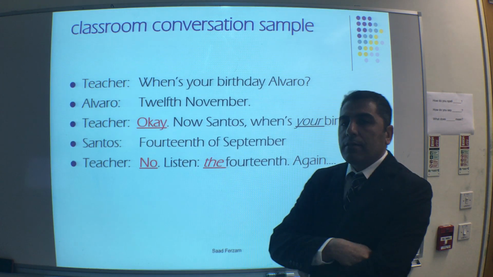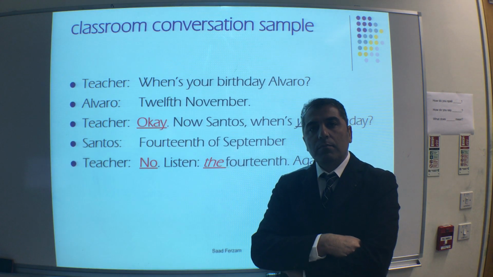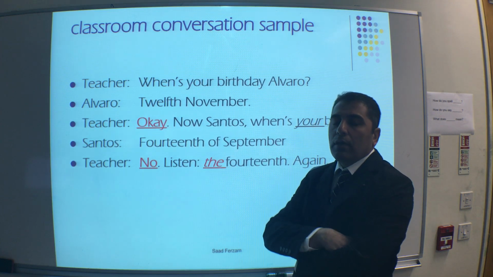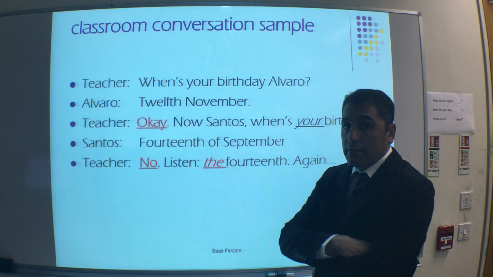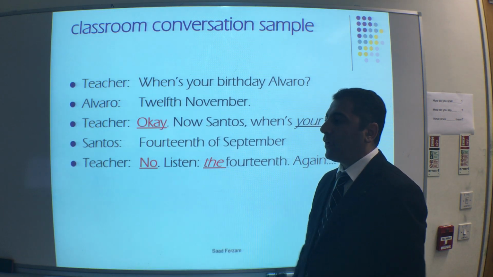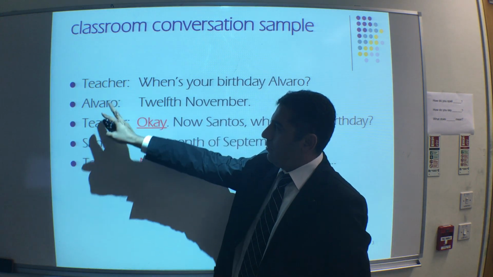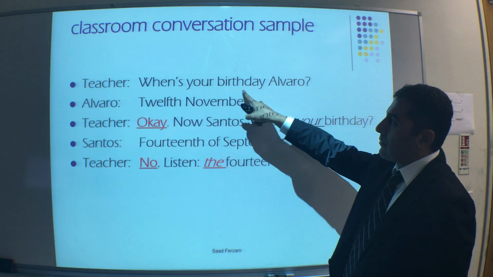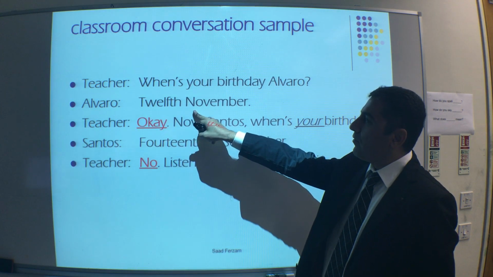Let's look at this conversation, which was recorded by somebody called James Oladejo way back in 1975. When he observed a class, he transcribed the conversation that took place in that class, and it's really nice because it gives a lot of perspective. So here you have a teacher and 2 students: teacher, Alvaro, and Santos. The teacher asks, "When's your birthday, Alvaro?" And Alvaro answers, "12th November."